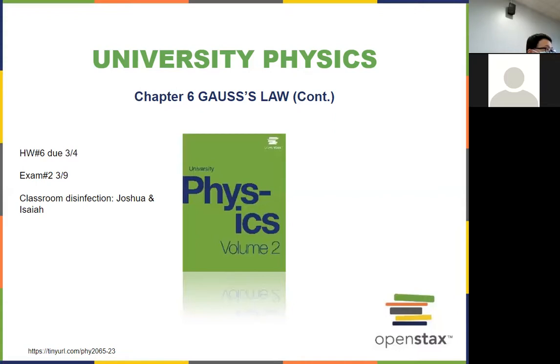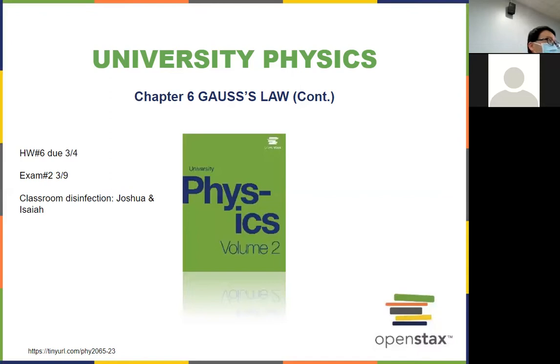And then also if there's a change, then exam 2 could be pushed 1 day later. For in-seat classroom disinfection, I assigned Joshua and Isaiah today.